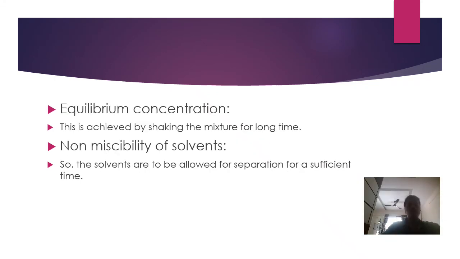Then the fourth one is the equilibrium concentration. This is achieved by shaking the mixture for a long period of time. As we already know from our previous slide, it is a time consuming process, so it requires a large time for obtaining the equilibrium concentration. And the fifth one, or the last one, is the non-miscibility of the solvents. The solvents are to be allowed to separate for a sufficient time, as we are taking water and an organic liquid, which are immiscible in each other. So for their separation we have to wait a long time, and so it is again a time consuming method.